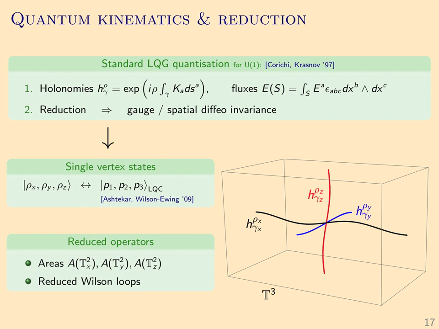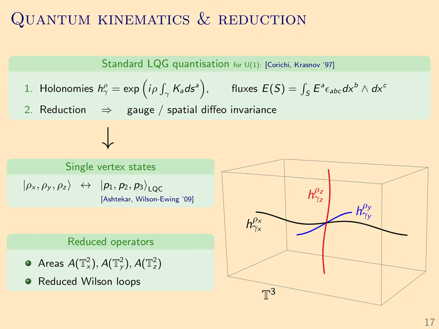So therefore, if you look at the black holonomy in direction x, which is just a holonomy along some curve gamma x in x direction, it starts on one side of this box, it ends on the other side, but since these sides are identified topologically, this black holonomy is actually closed. So therefore it is gauge invariant. Now we can construct another holonomy in y direction, the blue one, and one in z direction, the red one, and then you have this state which we call a single vertex state.